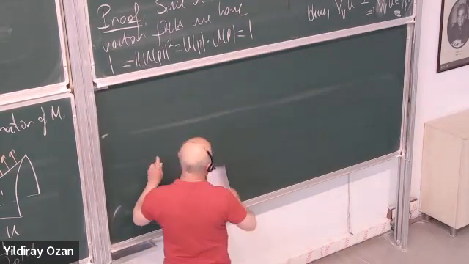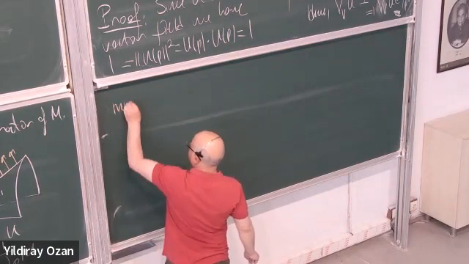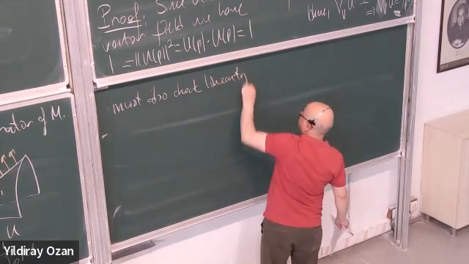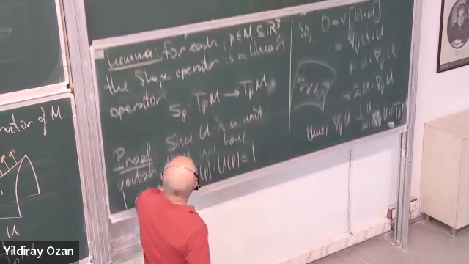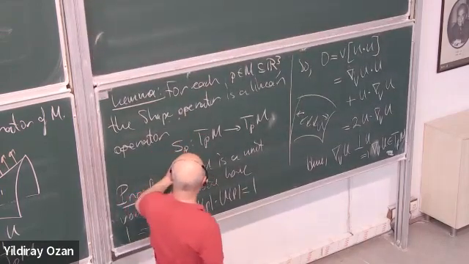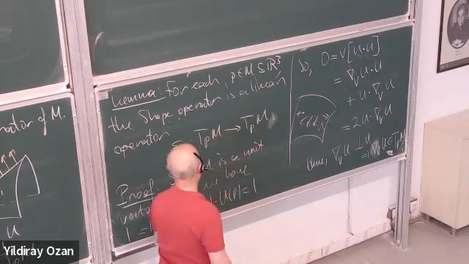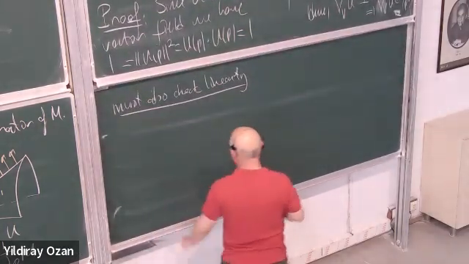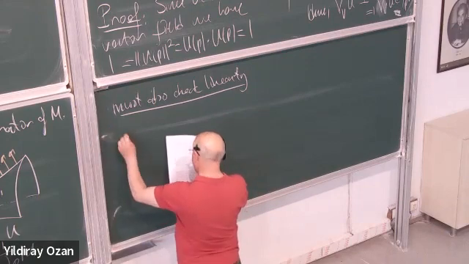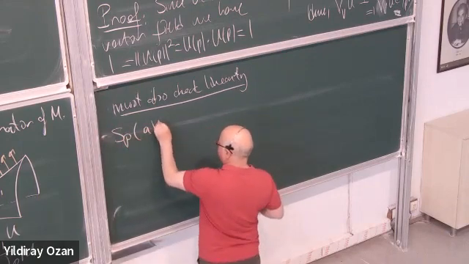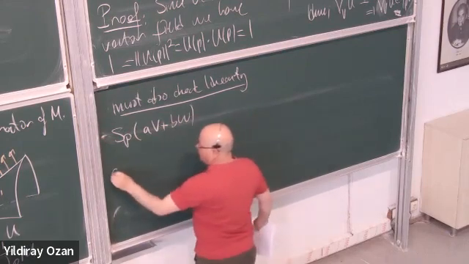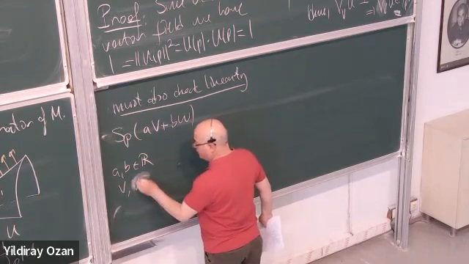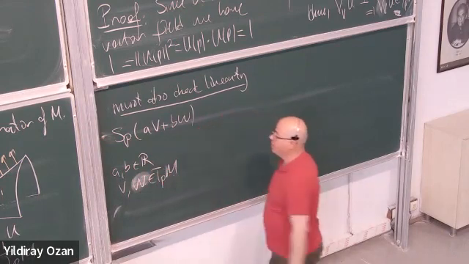Well, we must also check linearity, because we say that it's a linear operator. We showed that it takes values in TPM, but we must see why it is linear. Well, we just do this for any real numbers a, b, and vectors in TPM. What is this?